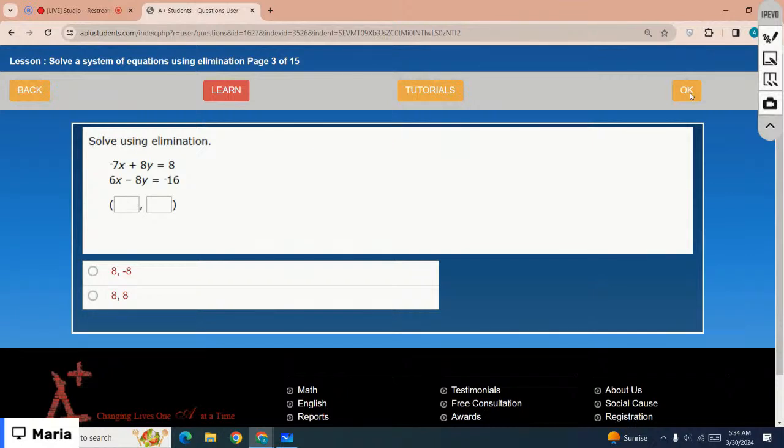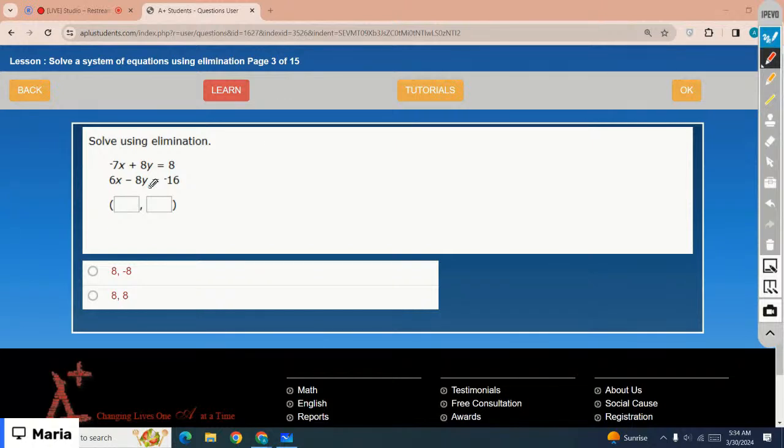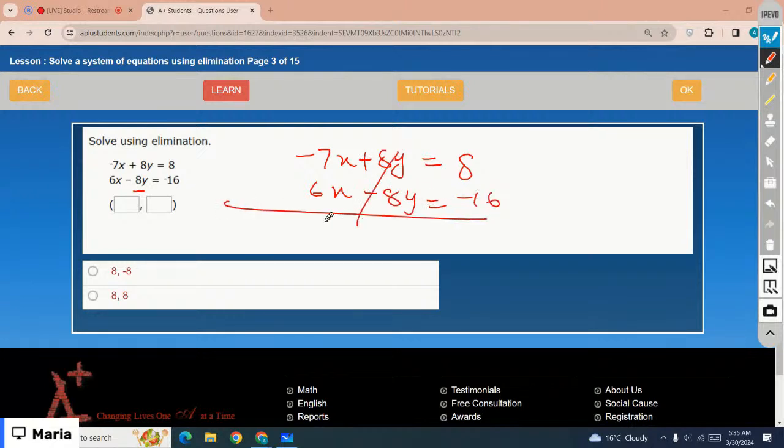Okay, the next one is negative 7x plus 8y equals 8, and the second one is 6x minus 8y equals negative 16. So you can see here the coefficients of the variable y are opposite terms, right? So you can add them to eliminate y. So you can simply add: negative 7 plus 6 is negative x, 8 minus 16 is negative 8. So x equals 8, right?